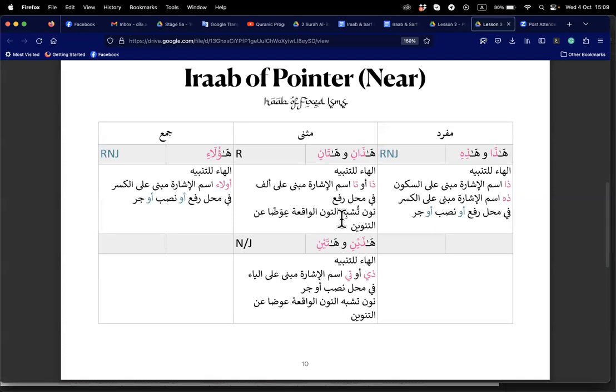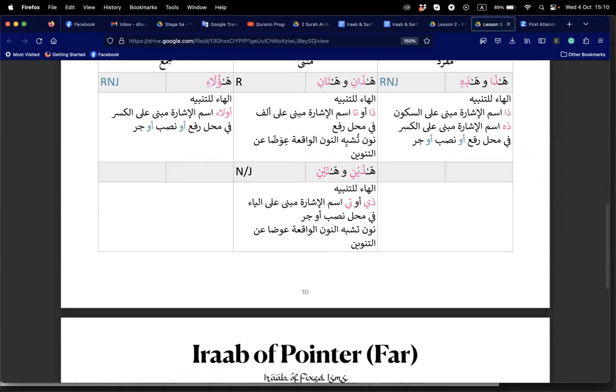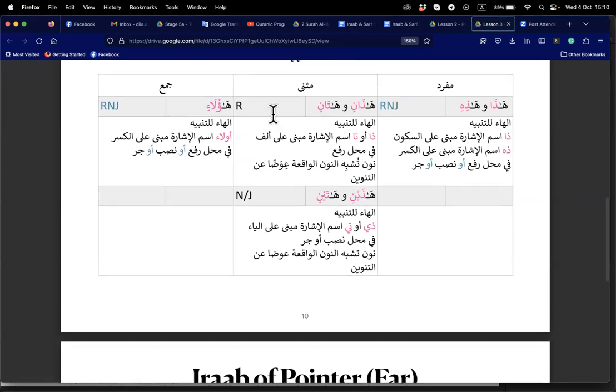Okay, so that is the rafa. The nasab version is going to be the dhayni and the tayni here. So again, the ha is your tanbih, then your dhayni or tayni is ism isyarah mabni ala ya, and then fi mahali nasab or jar for this one. And the same thing for the noon. The noon is tushbih, the noon is resembling the noon that again occurs substituting the tanween. Okay, clear everyone for this?